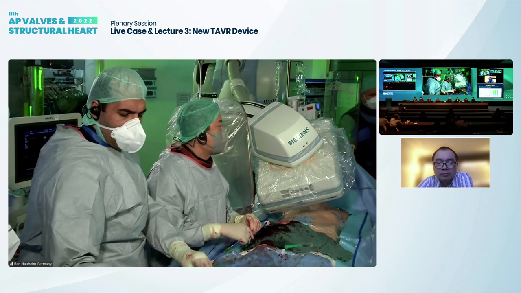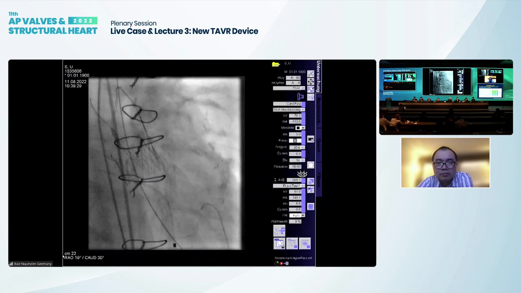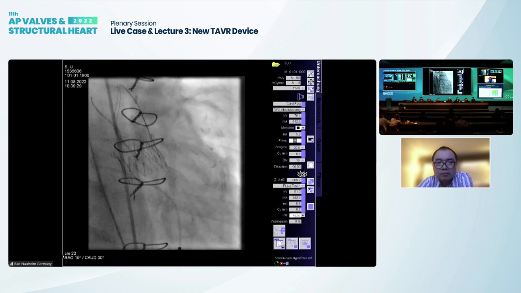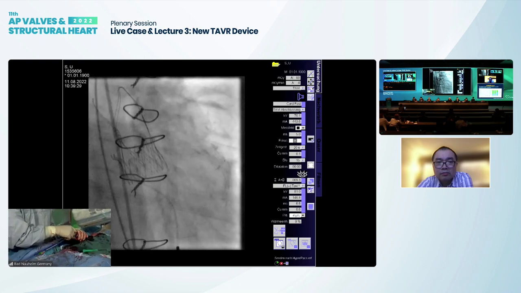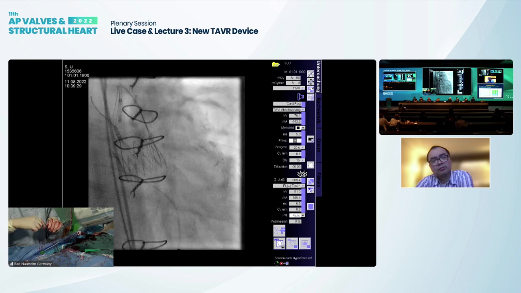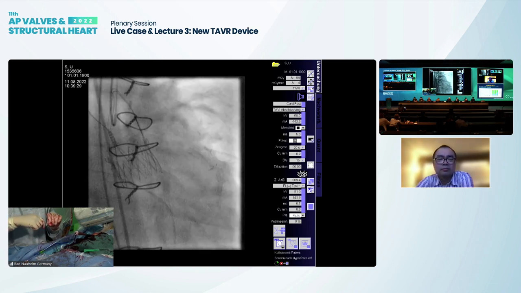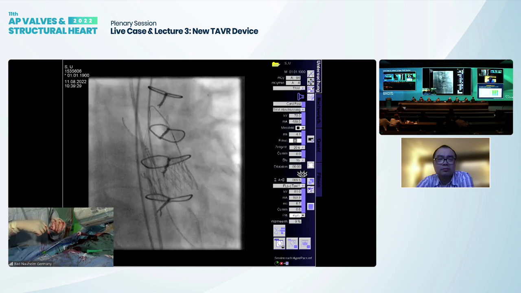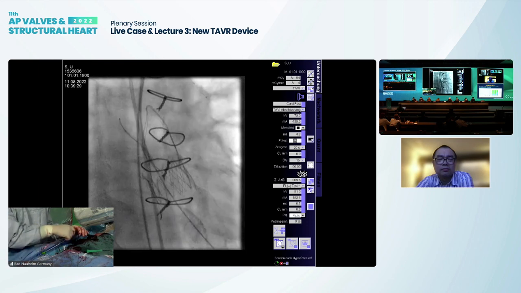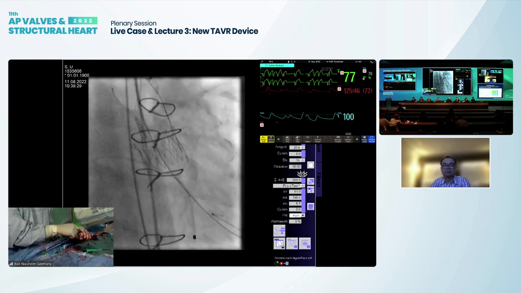So, the question that you asked is very important. The radial force, as soon as the valve is completely expanded, is not so much less than that of the Evolut, actually. And time's up.